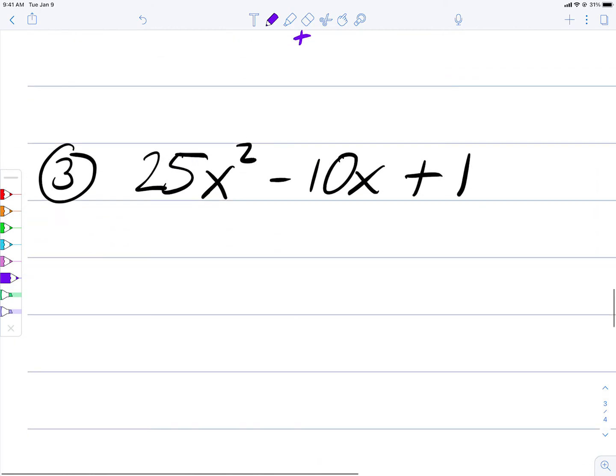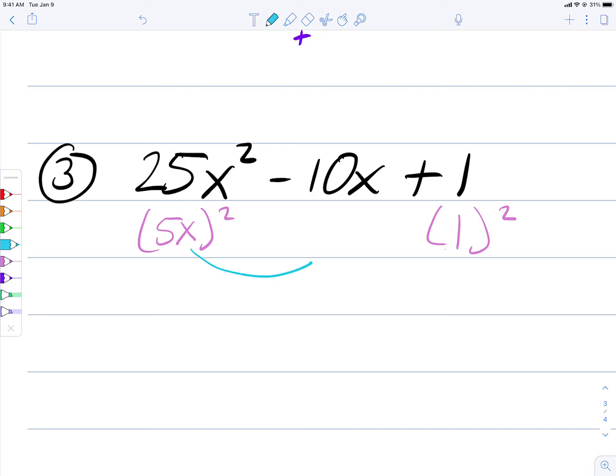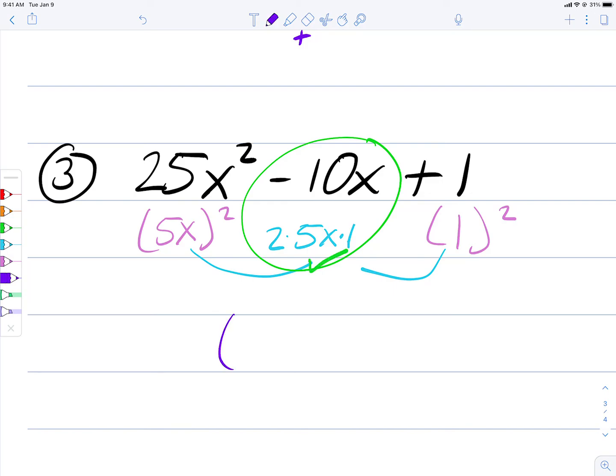Okay, let's try another one. 25x squared minus 10x plus 1. So my first and last terms are square terms. 25x squared is 5x being squared, and 1 is 1 being squared. So let's bring them into the middle along with a 2 and see if, I'm supposed to multiply them, to see if my middle term checks. 2 times 5 times x times 1 is 10x. Check. Now for my answer on this one, it's actually going to be a 5x minus 1 squared because of this minus right there. That minus makes it a minus binomial that is being squared.